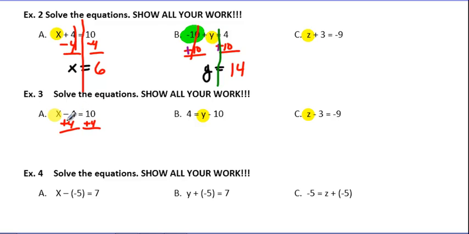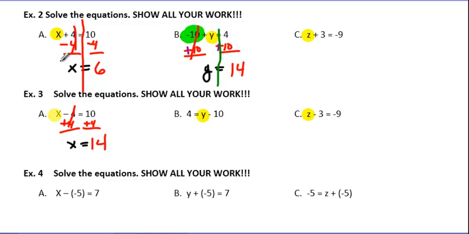Again, I'm going to read my work. I'm not going to assume that I did this right. Negative 4, positive 4, that's 0. That is why I'm able to cancel that out. On this side, simple addition gets me 14. Moving on to B here.